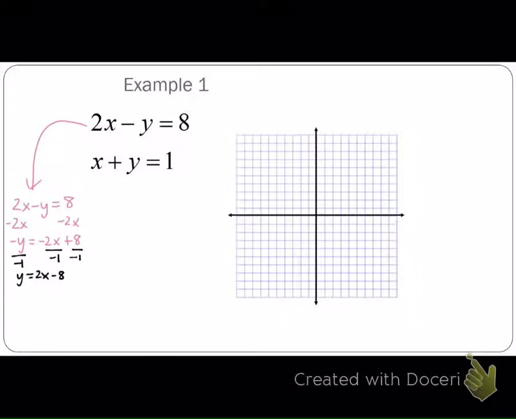Okay, so Nylan, I'm going to graph this. How do I graph y equals 2x minus 8? Where do you start if it's y equals 2x minus 8? Negative 8 on the x or the y-axis. So we go down to negative 8 on the y.